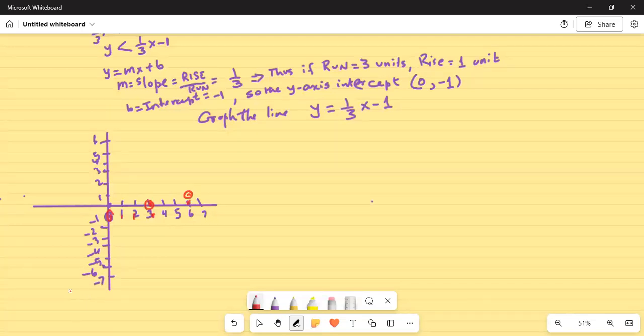Now we want y less than. So let's connect these 3 points by a dotted line. Okay. Nothing fancy, just a dotted line. Which region are we really interested in? So we want to actually graph y less than 1/3 x minus 1. So it can be either below or up. Okay. So let's take a point. Let's select a point.